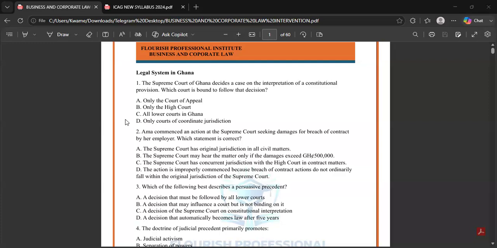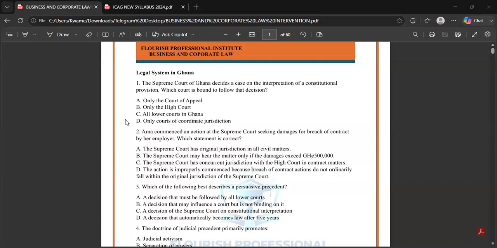Exactly, that's true. So with the persuasive precedent, one example is a similar case that was conducted, and a ruling was passed in maybe Nigeria or maybe in the UK. It's not something that happened in Ghana. It's different from if a similar case happened in the same court in Ghana and a ruling was made.